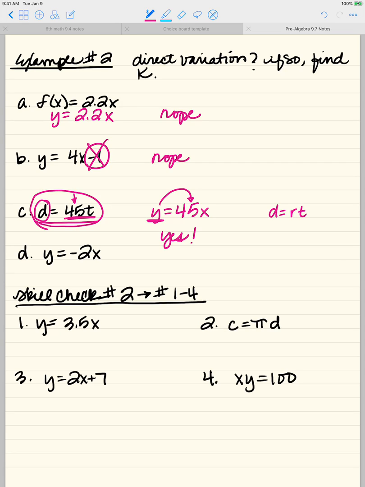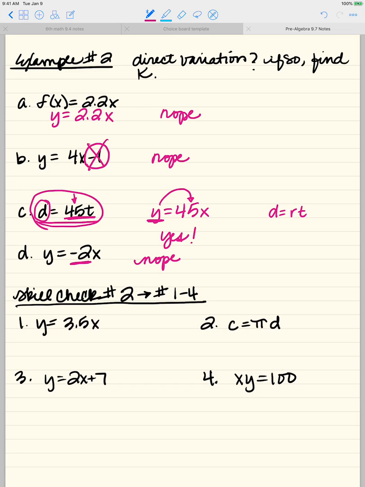Last one, d. Y is equal to -2 over x. Is this a direct variation? Nope, because in our definition of a direct variation, we stated that k has to be positive. The coefficient of x, which is the constant of variation k, has to be positive.